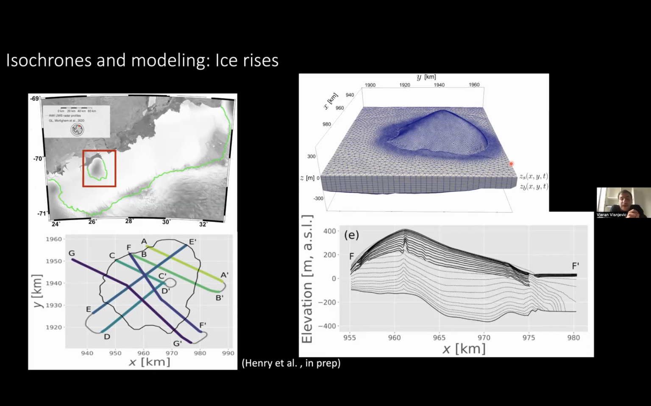And Clara is using this isochronal record to help her constrain the ice dynamical properties of ice rises, such as the flow exponents in the Glen's flow law or enhancement factors in the deformation, and that tells us how and under what regimes this ice rise flows.